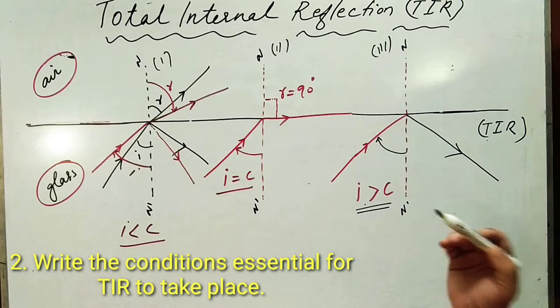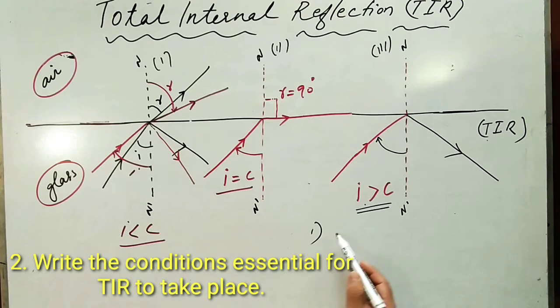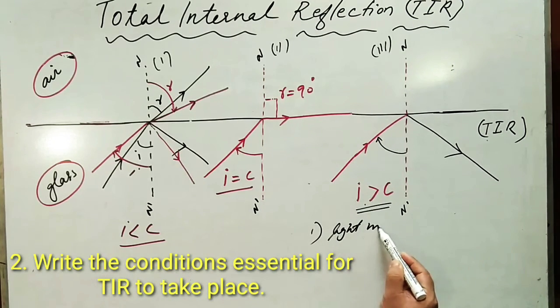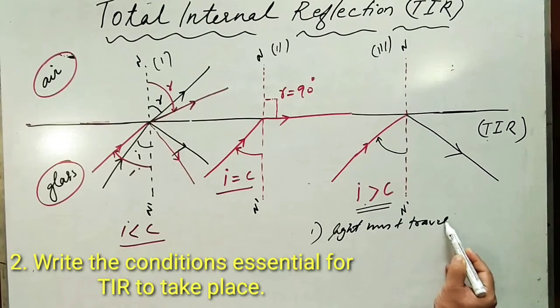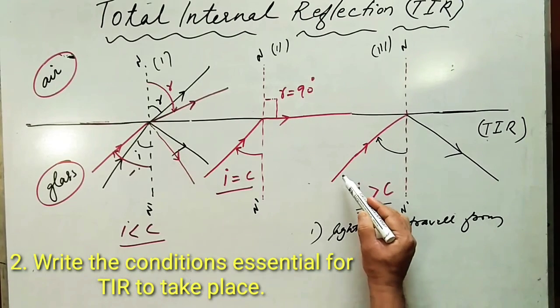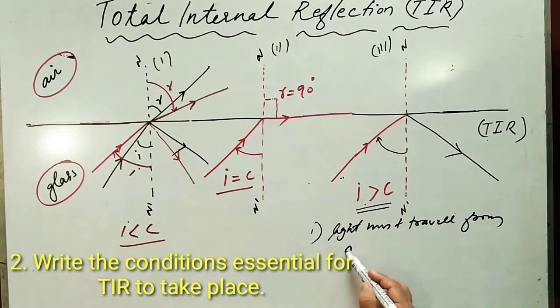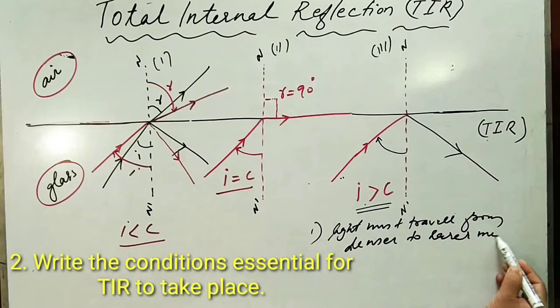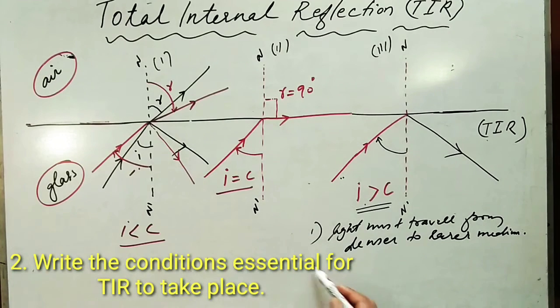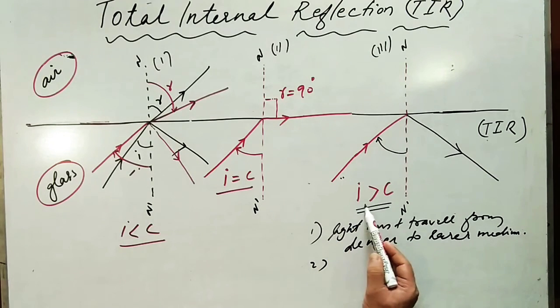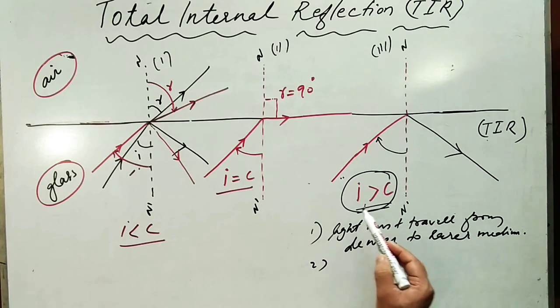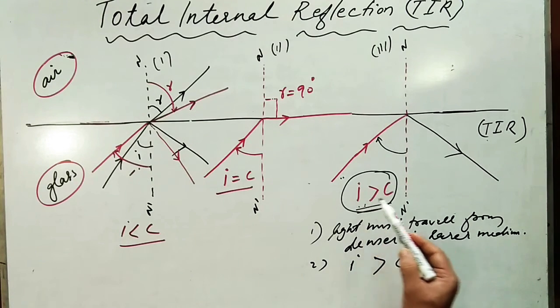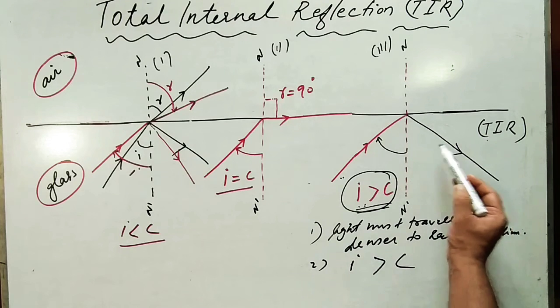Observe this. We can conclude the light ray must travel from denser medium to rarer medium, from glass to air. This is the first important condition. So what is another condition? The angle of incidence should be greater than the critical angle. Only when the angle of incidence is greater than the critical angle will TIR take place.